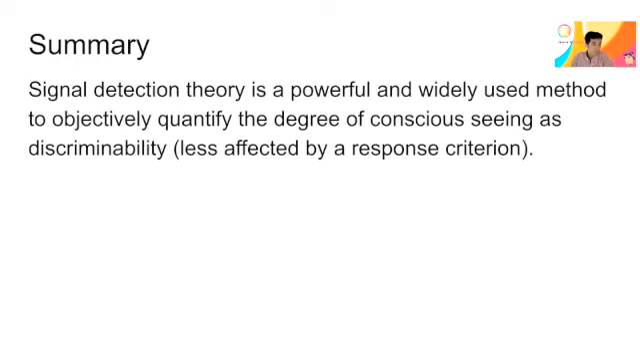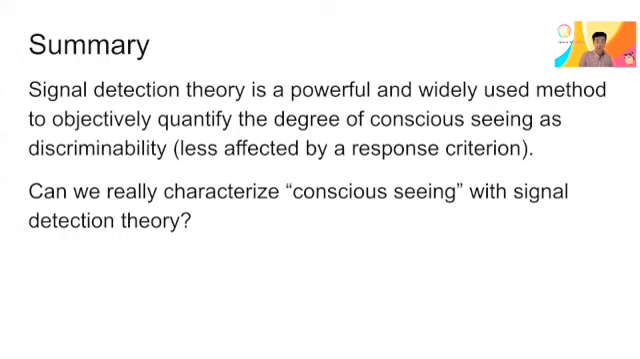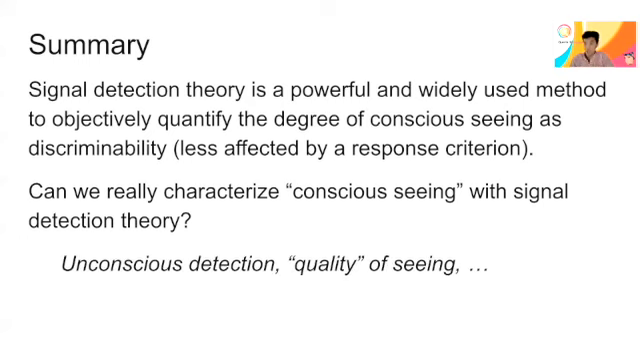So in sum, signal detection theory is a powerful and widely used method to objectively quantify the degree of conscious seeing as discriminability. And interestingly, it's less affected by our response criteria. Using this, can we really characterize conscious seeing with signal detection theory? That's the question. Unfortunately, we are going to take a look at unconscious detection and also the quality of seeing. How do we actually capture different kinds of seeing?